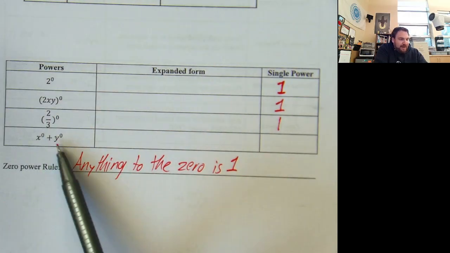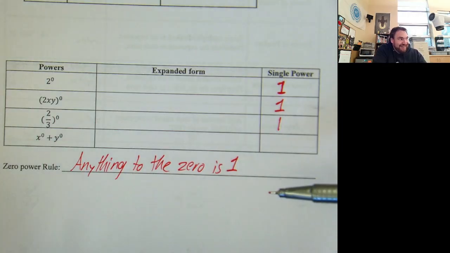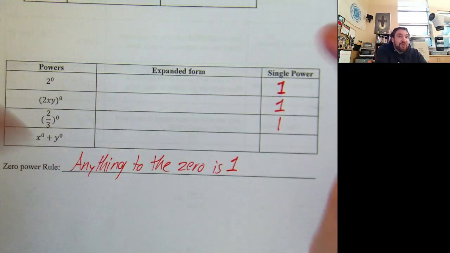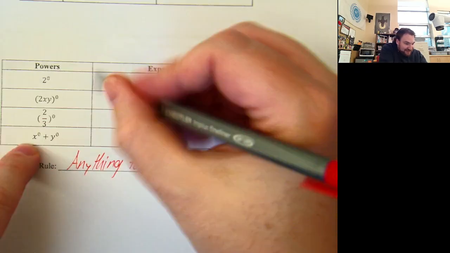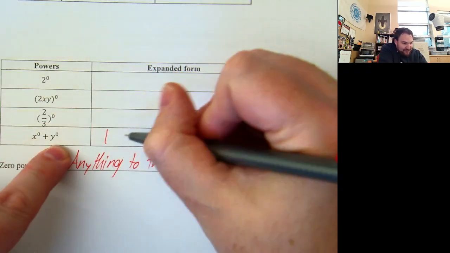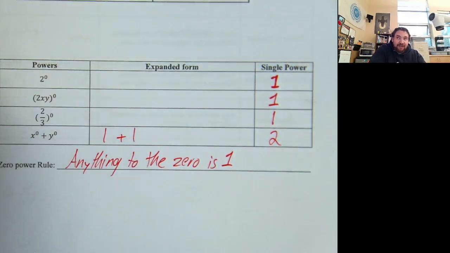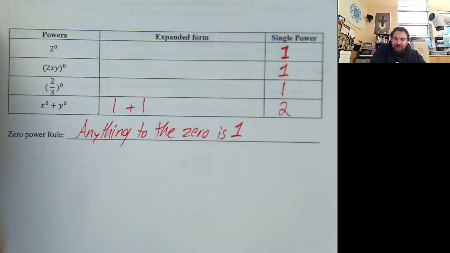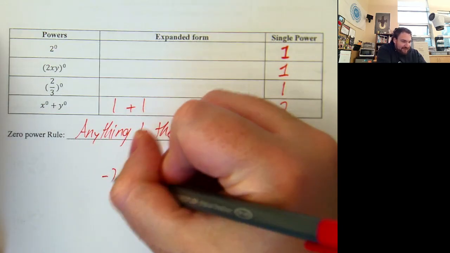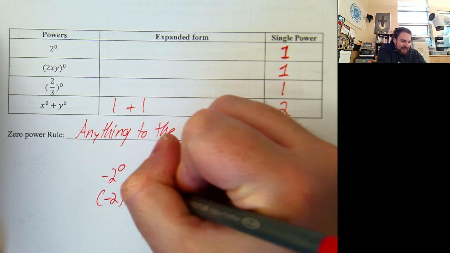X to the 0 plus y to the 0? 2. Tried to get you there. It's 2. Because x to the 0 is 1, y to the 0 is 1, and I'm adding them together. Tricky, tricky. So let's toss 2 more questions down here for you, and then you're done. Negative 2 to the 0 and negative 2 in brackets to the 0.